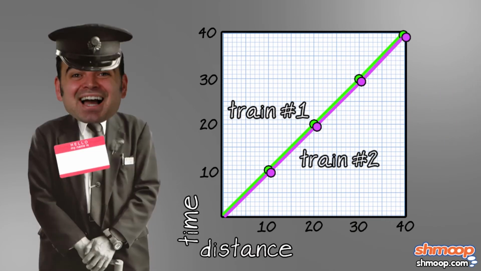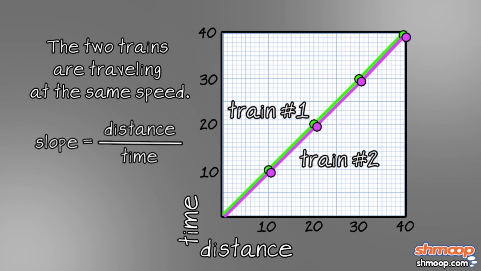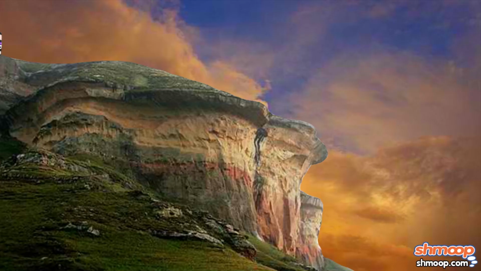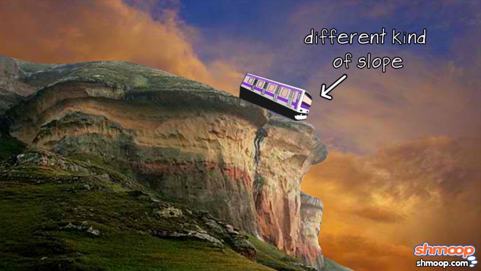Okay, so we may not know that the conductor's name is Moishe, but we've just figured out that the two trains are traveling at the same speed, simply by looking at two lines and comparing their slopes, which in this case happen to be identical. However, what we should really be concerned about is the slope that train number 1 is now approaching. Anyone know where the brakes are in this thing?